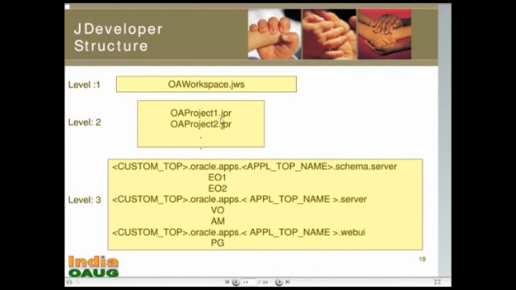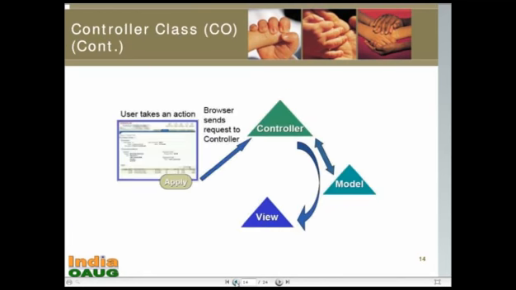Okay. Inside of the project, what will we mainly create? We are going to design the page. We are going to design the OAF page. Then we are going to create an AM, application module. Then we are going to create a view object. Then we are going to create an entity object. Nothing but this.